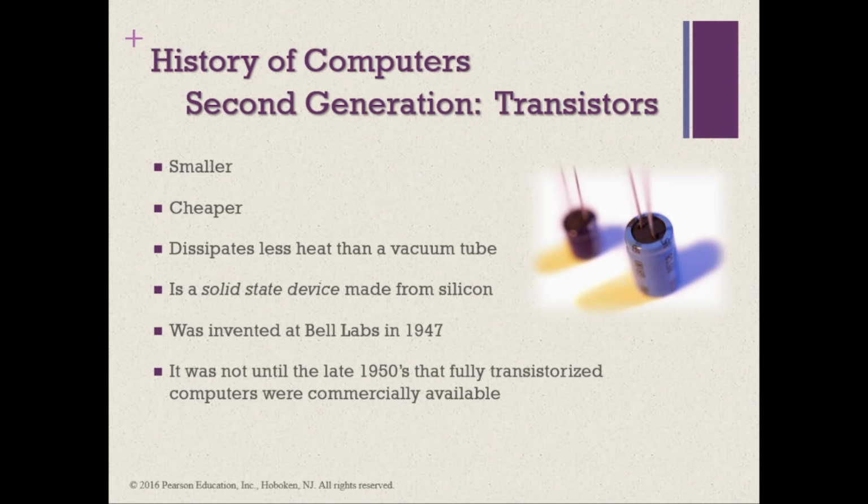The transistor is a solid-state device made from silicon. The transistor was invented at Bell Labs in 1947 and by the 1950s had launched an electronic revolution. It was not until the late 1950s, however, that fully transistorized computers were commercially available. The use of the transistor defines the second generation of computers.